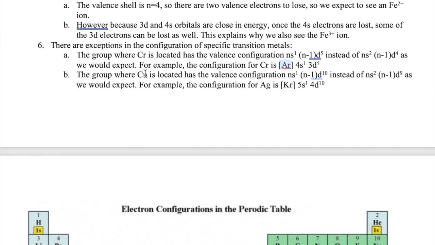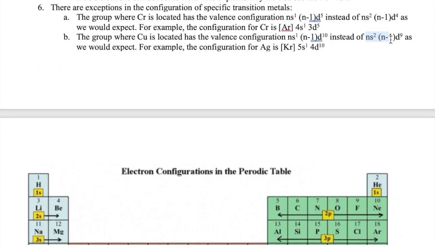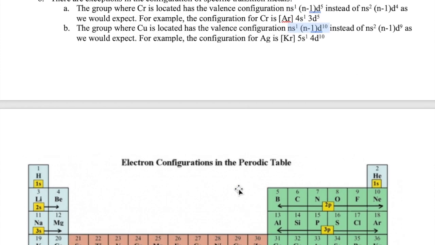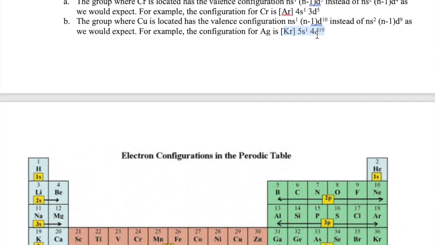Another exception is the group where copper is the first element, which is this group right here. For that group, we expect the configuration ns2 (n-1)d9, but what we get is actually ns1 (n-1)d10. So an example that I would pick here is silver, which is in period 5. So its configuration is actually 5s1 and 4d10. It turns out that having the configuration in the way that I just described increases the stability of the elements in those groups.